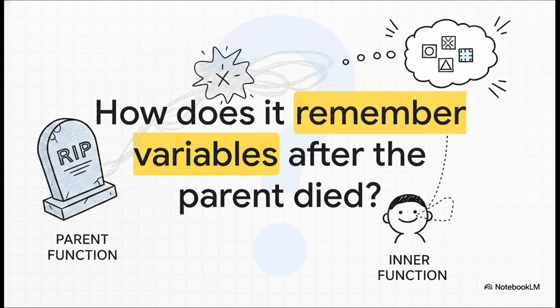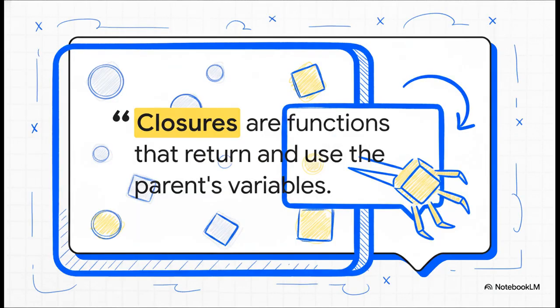So how on earth can an inner function remember and use variables from a parent function that has already finished running and vanished? Well, that brings us to the definition. A closure isn't just a function, it's an entire concept. It happens when a child function is returned from a parent function, and that child function continues to use the parent's variables. The inner function basically traps the parent's variables and absolutely refuses to let them go, even after the parent is long gone from the execution stack.